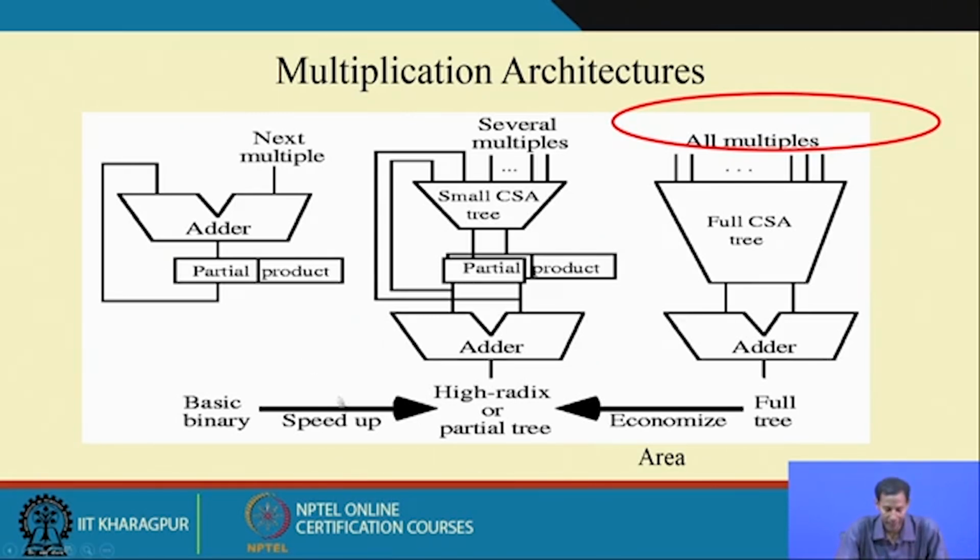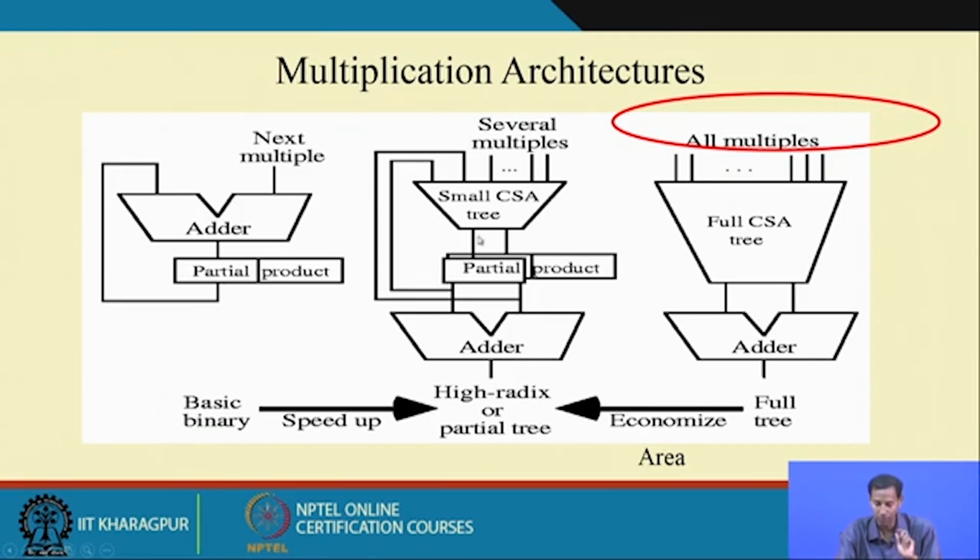In one case, area-wise there is savings, but speed-wise it is poor. In the other case, area-wise it is poor, but speed-wise it is much better. Speed here means computation time, not the operating frequency of the circuit. The computation time for the multiplication is reduced in this particular case.